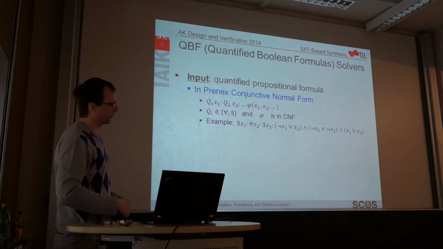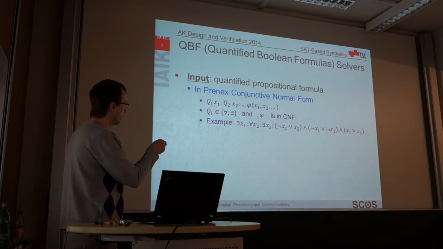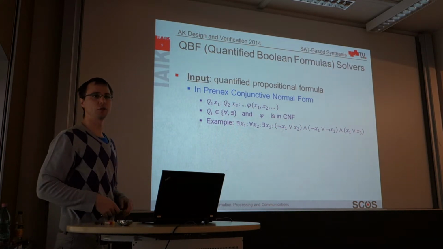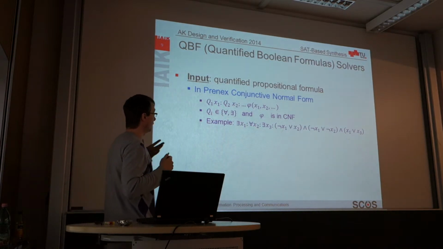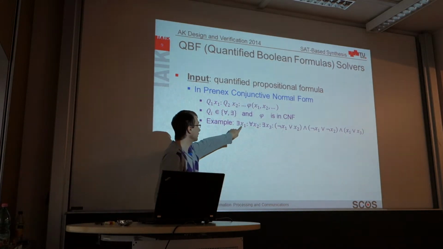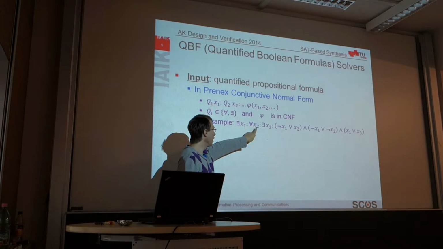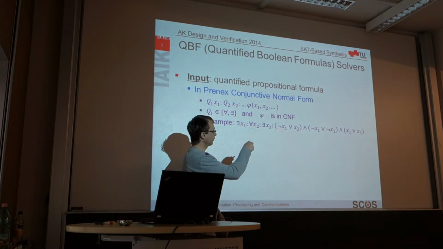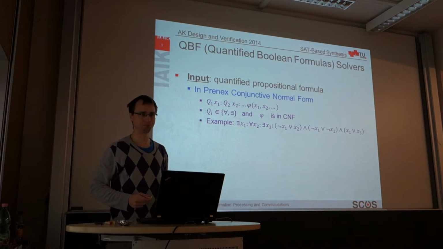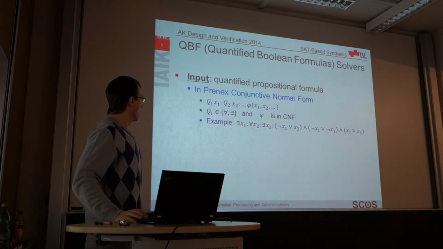Now, I think here is also an example. It's basically the same formula as we had before, just with an additional quantifier prefix. And what this formula asks is whether there is some value for x1, such that no matter how we choose the value for x2, we will always be able to find a value for x3, such that this formula evaluates to true. For this particular formula, this is actually the case.